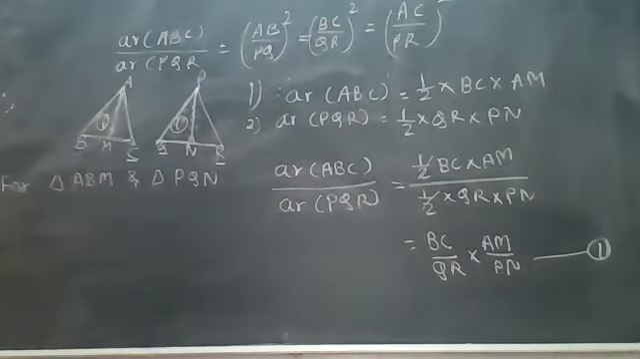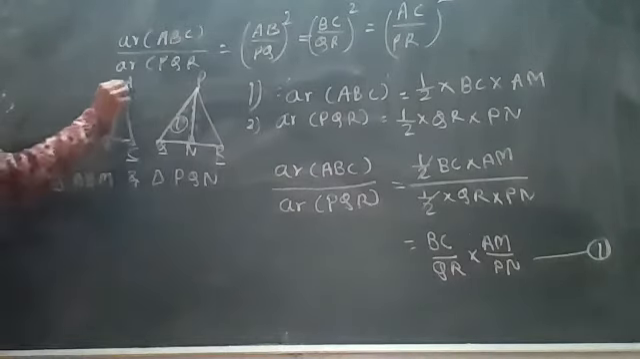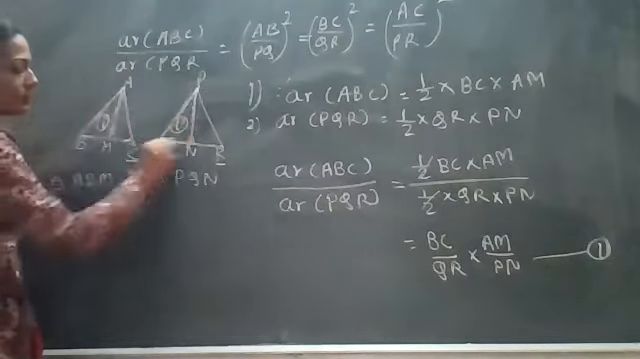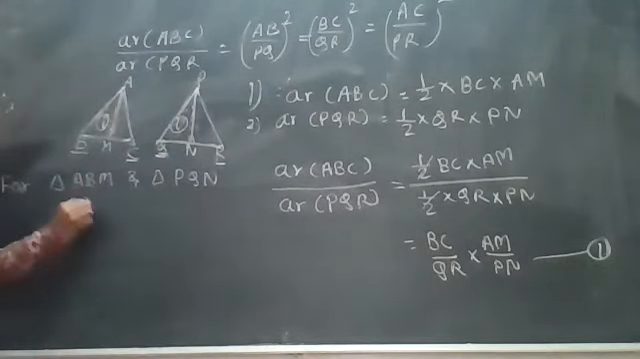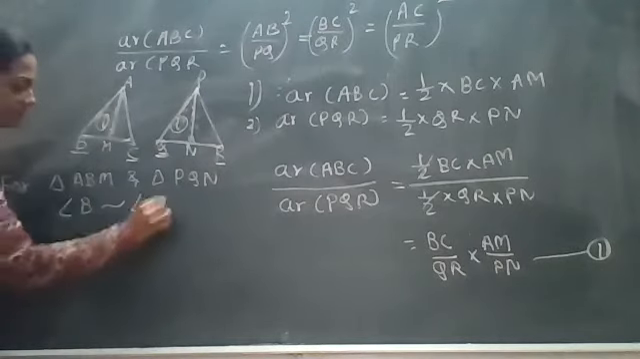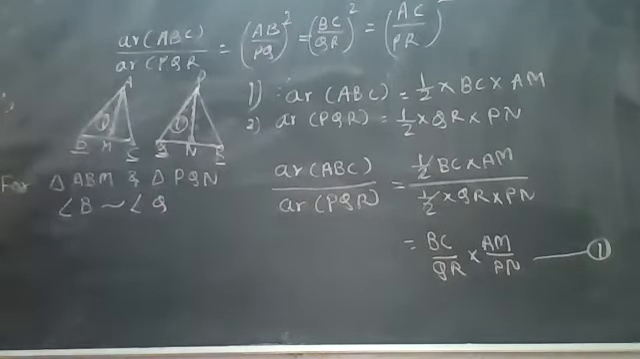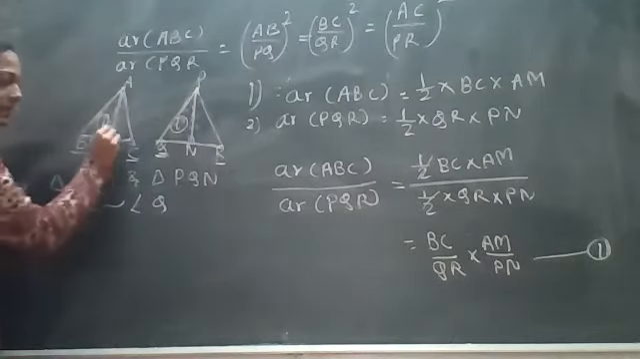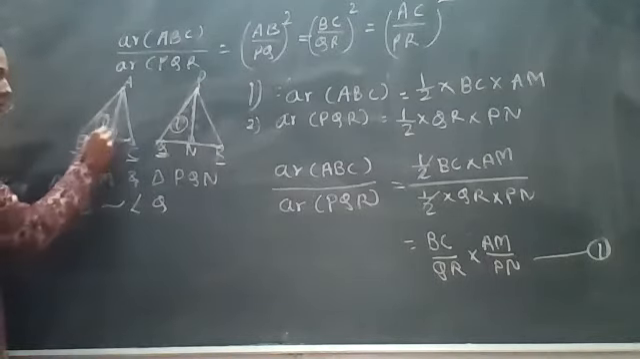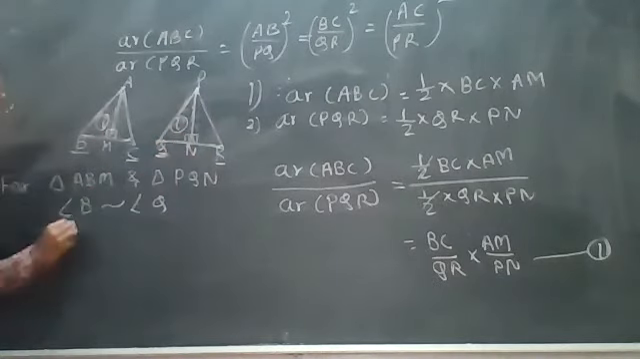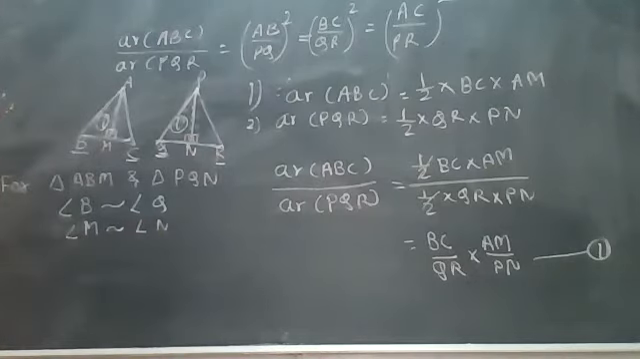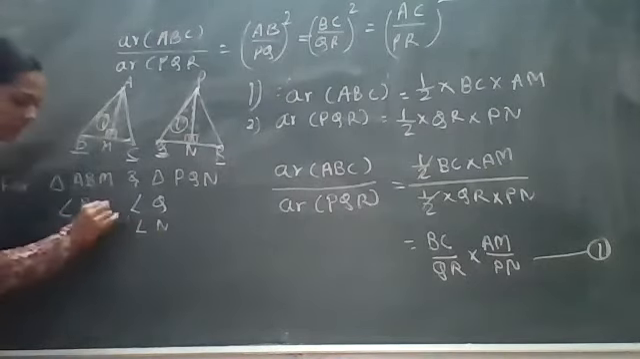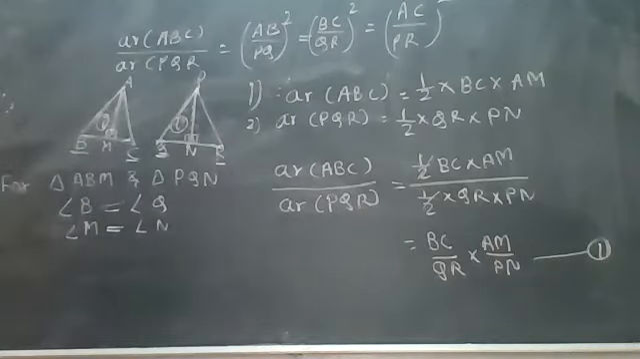Okay, so what are we going to consider? This whole triangle is equivalent. As you know, ABC is equivalent to PQR. So what can we write? Angle B is equivalent to angle Q. Similarly, this is the perpendicular, right? So these are all 90 degrees. So we can write that angle M is also equivalent to angle N. Both are equal. Understood?